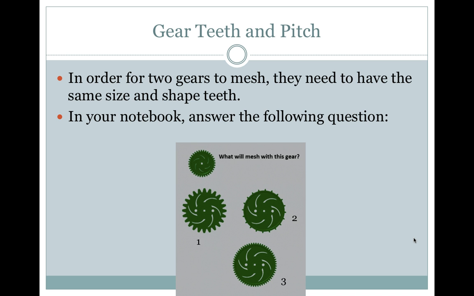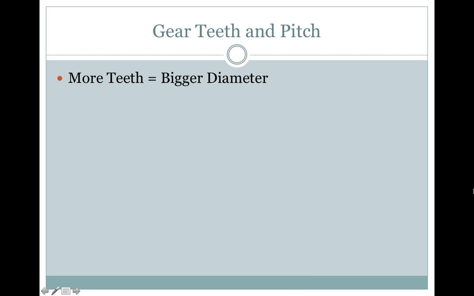Gear teeth and pitch. In order for 2 gears to mesh, they need to have the same size and shaped teeth. In your notebook, answer the following question. What will mesh with this gear? Is it 1, 2, or 3? More teeth equals a bigger diameter.